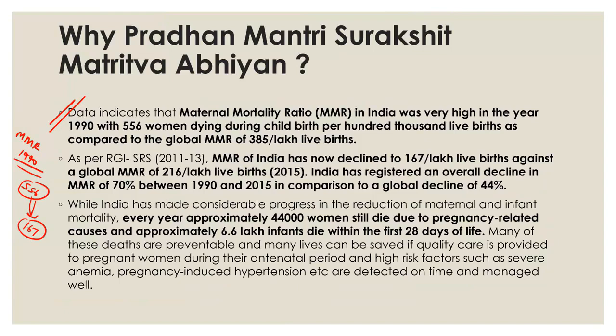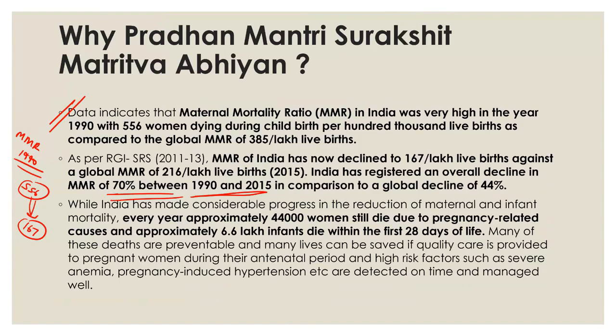So we've realized that we could actually decline very quickly, right? Because between 1990 and 2015, we had a decline of more than 70%. So while this has made considerable progress, 44,000 women still die, and there are cases of 6.6 lakh infant deaths in the first 28 days. So can we do something about it?